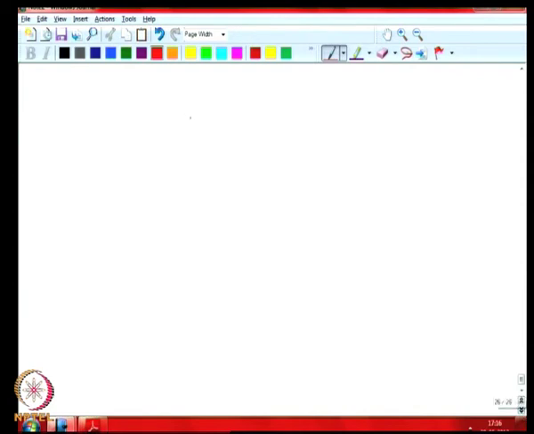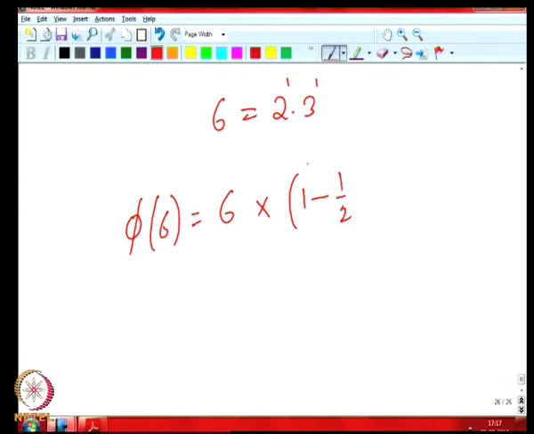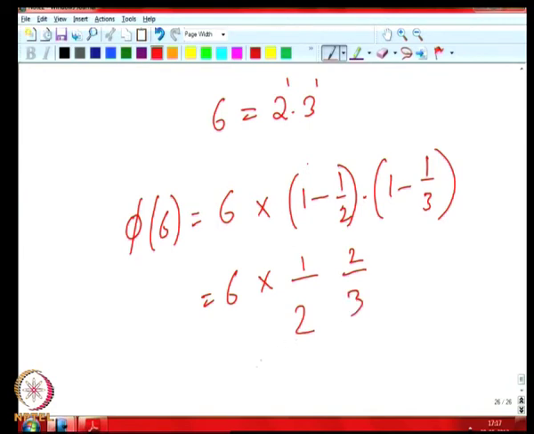For instance, what is it for 6 equal to 2 into 3? So e1 and e2 both are 1 here. Then phi of 6 is equal to 6 into 1 minus 1 by 2 into 1 minus 1 by 3. So this is 6 into 1 by 2 into 2 by 3.